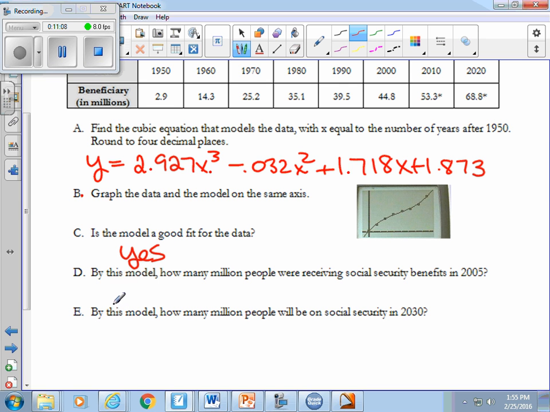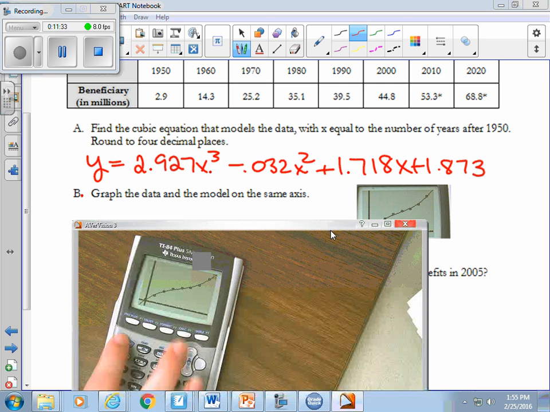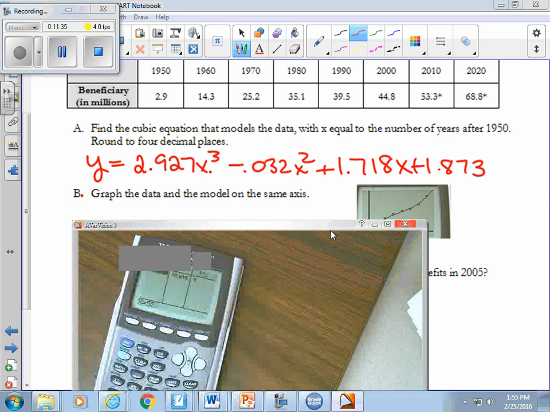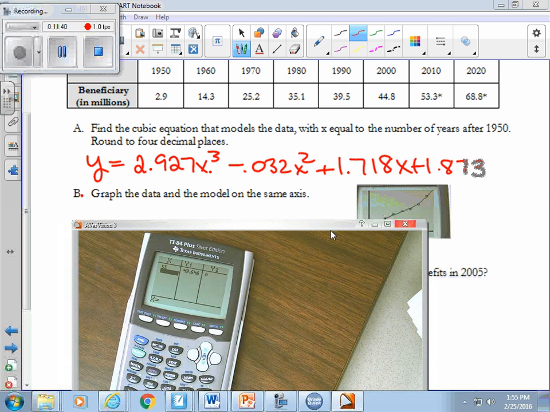What is X? The number of years after 1950, which is 55 years. So I want to put in 55 for X. If you already have that in your Y equals, what's a really quick way to make that happen? Your table, right? You remember using your table? Go to second table, 55, push enter, 49.646. Any questions about how I did that?